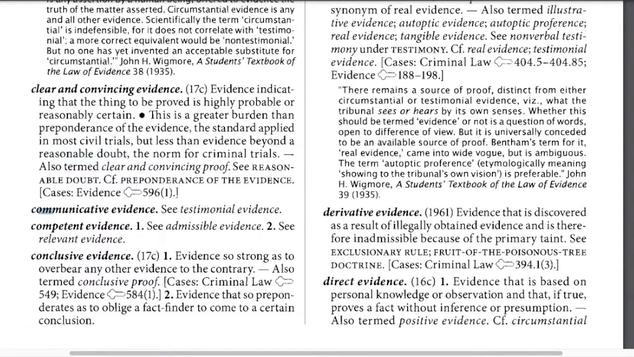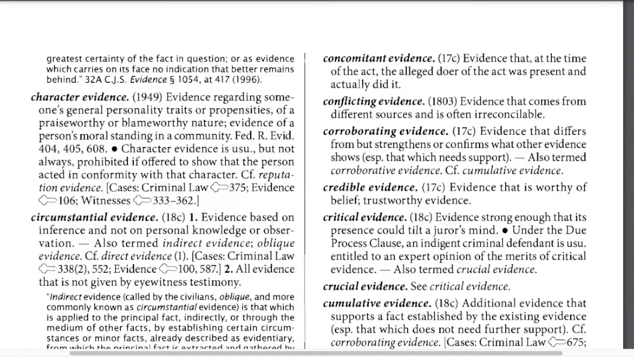Then we have communicative evidence, the testimonial evidence, competent evidence, the admissible evidence, relevant evidence, conclusive evidence. 17th century: evidence so strong as to overbear any other evidence to the contrary, also termed conclusive proof. 2. Evidence that so preponderates as to oblige a fact finder to come to certain conclusions. So conclusive evidence obliges the fact finder to come to a conclusion. There's so much preponderance. So it gives before they can ponder it. All right, let's continue here.